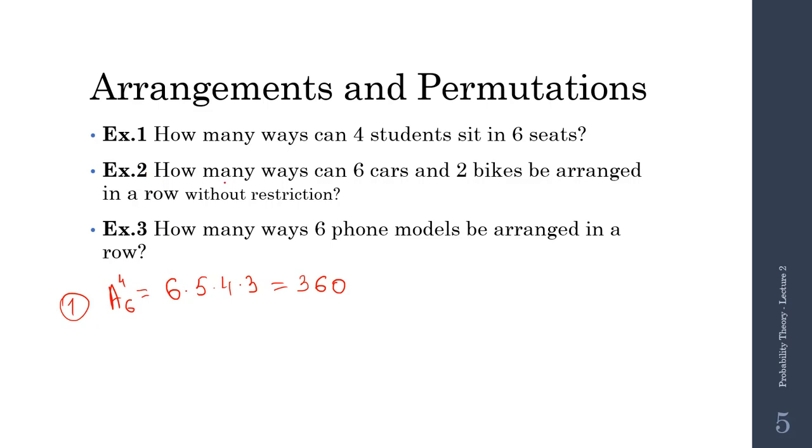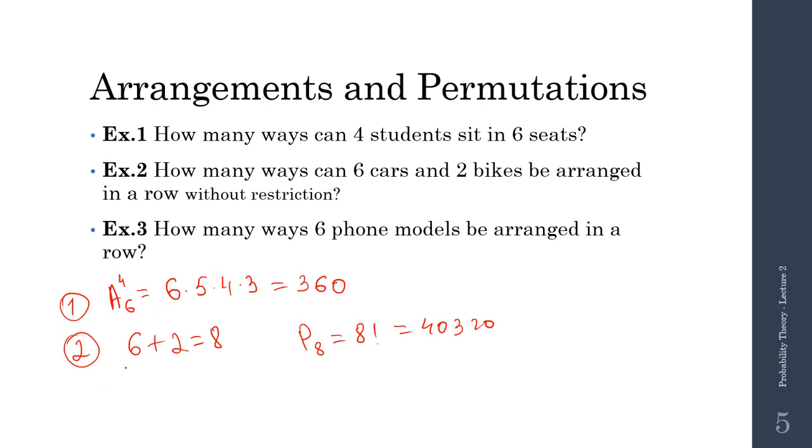And the next one, exercise 2. How many ways can 6 cars and 2 bikes be arranged in a row without restriction? Okay, 6 cars and 2 bikes. How many elements do I have? It says without restriction, so all the elements, cars and bikes, are the same for me. So first of all, I have to calculate 6 plus 2, which becomes 8, and P8, which is 8 factorial. On the previous page, we saw this: 40,320.